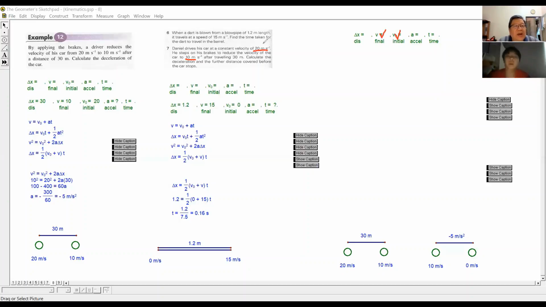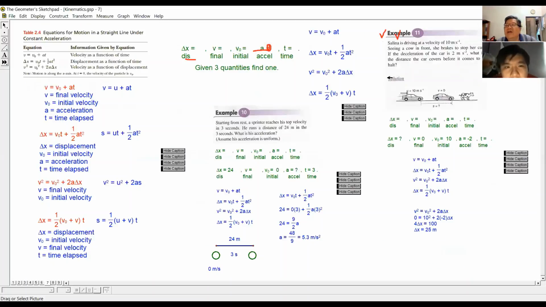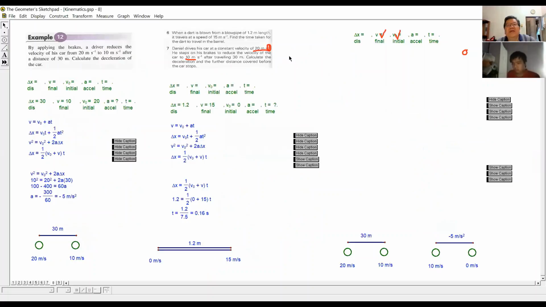unit. If the unit is meters per second, then it is velocity. If it is meters per second square, then it is acceleration. Like in the previous case, it is per second square. If it's second square, then it is acceleration. So you don't have to worry. You can look at the unit and recognize whether they are velocity or acceleration.